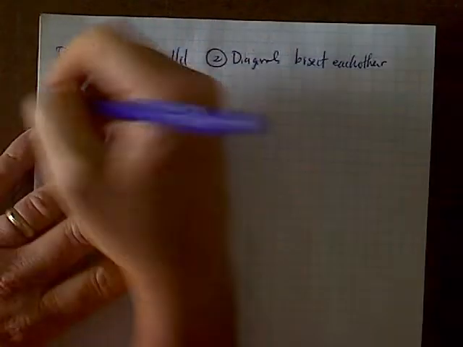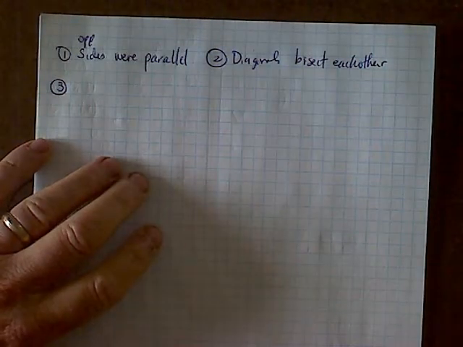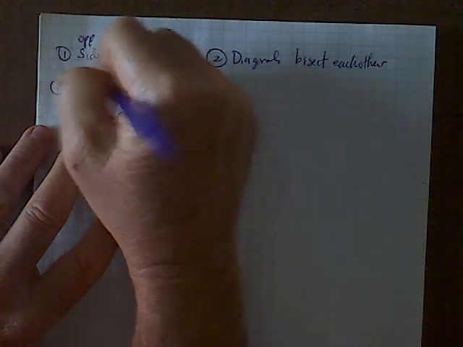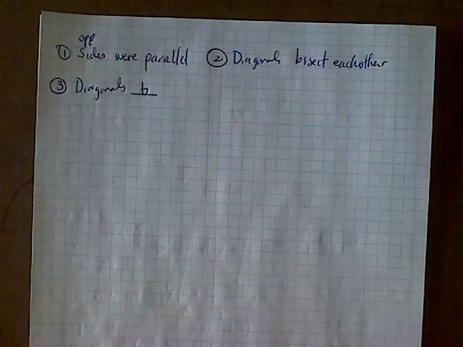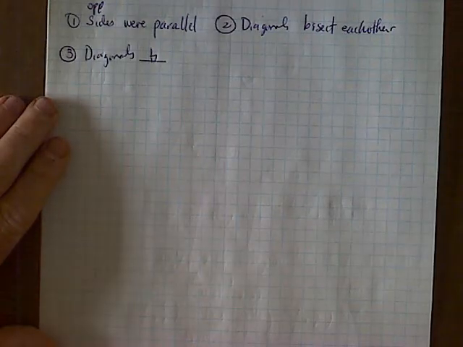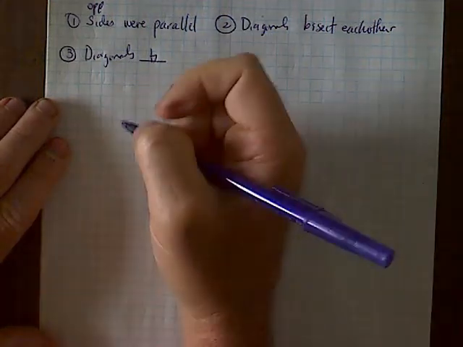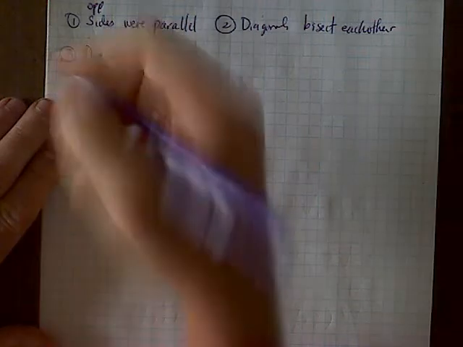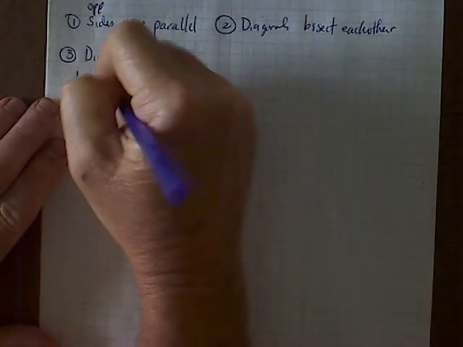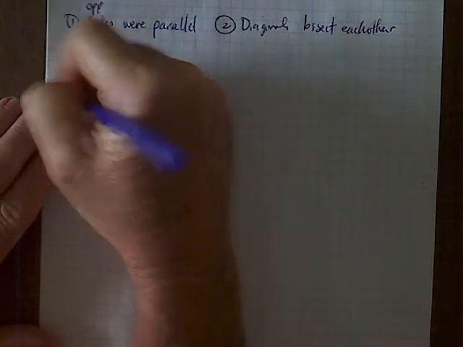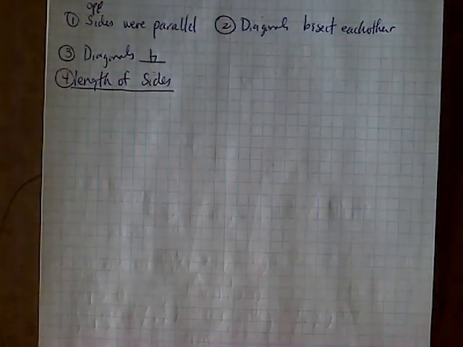Okay. Third thing we've proven is that the diagonals are perpendicular. So now we're going to continue on and look at the sides. What is the length of the sides? Do I have 4 congruent sides? That's what we're going to determine now. So we need to do the length of sides. This is going to be our fourth thing that we're going to work on.